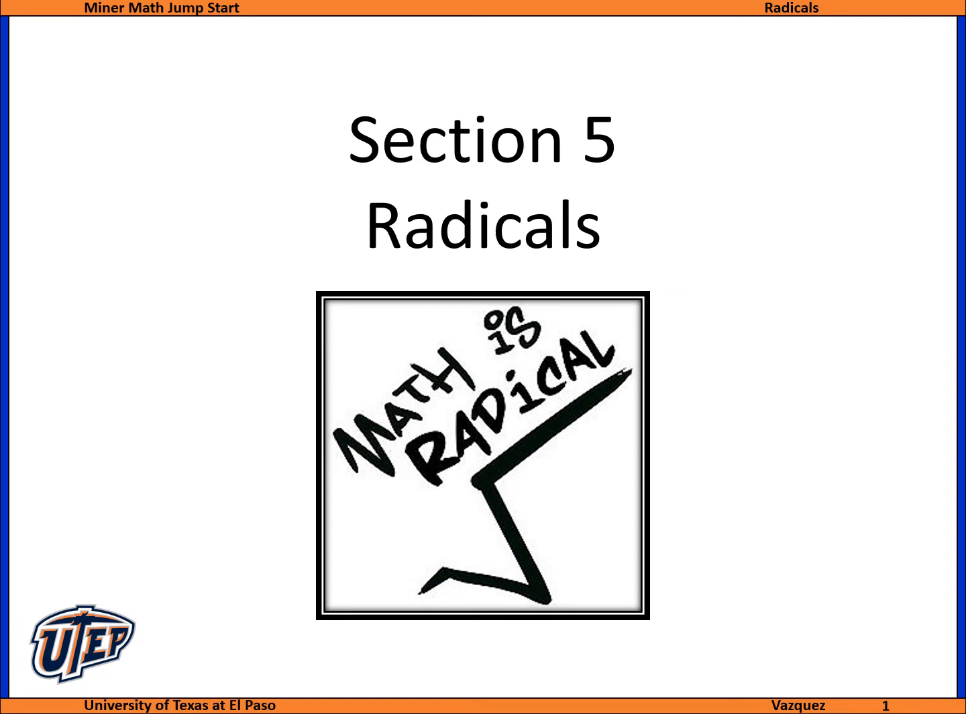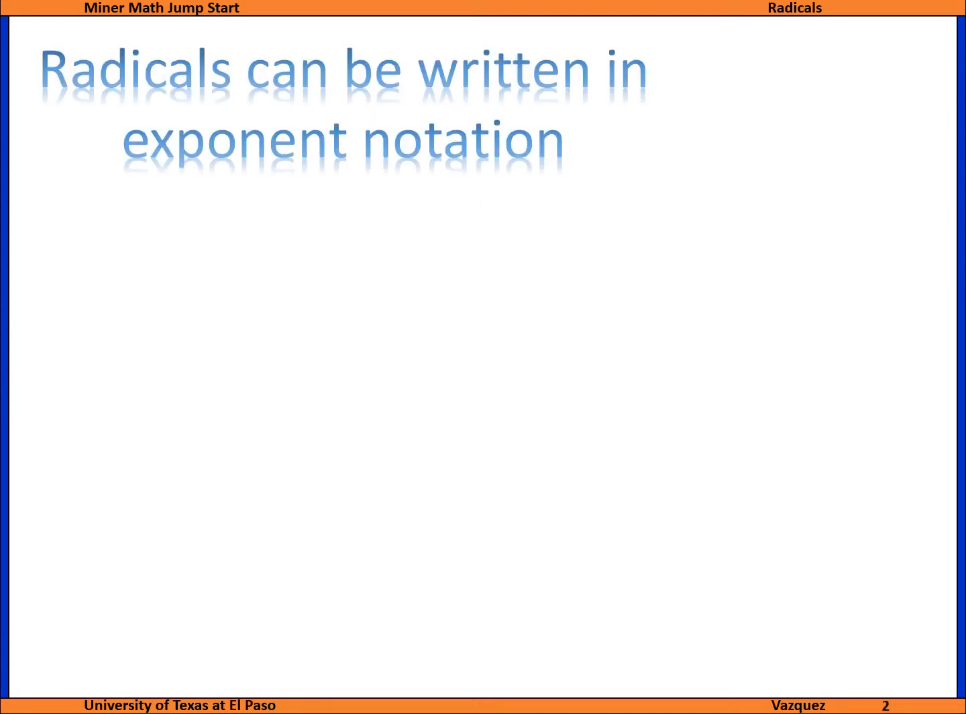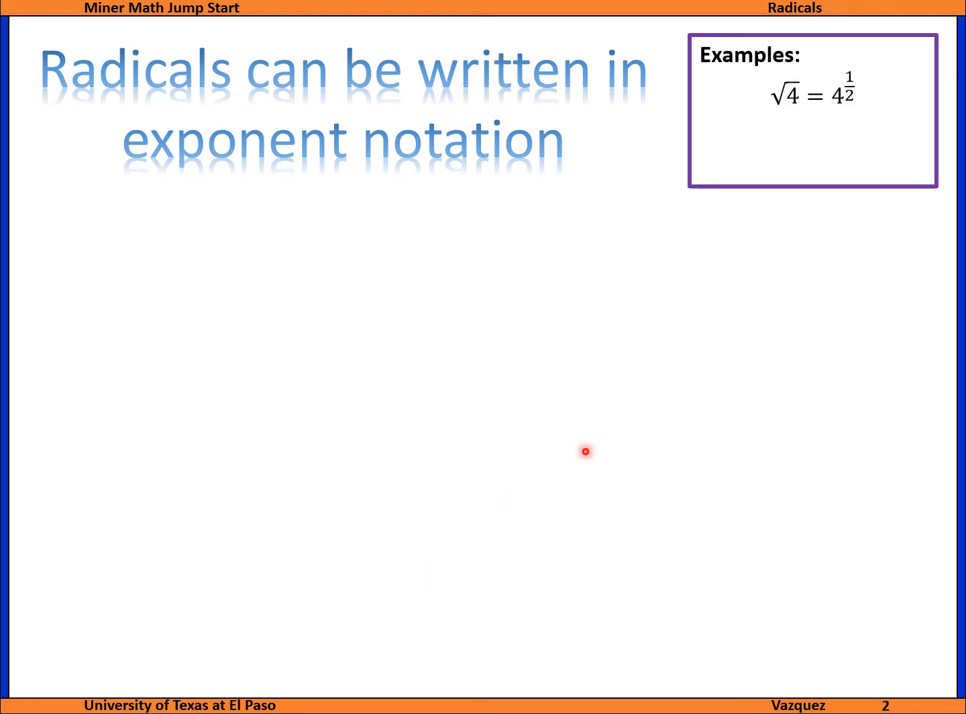Section 5, we'll be looking at radicals. If you remember what radicals are, they look exactly like this, as you can see here. This little squiggly. So radicals can be written in exponent notation. And how does that look? Well, we saw a bit of that last lesson in exponents. But what they look like is the square root of 4 will be an exponent of 1/2.